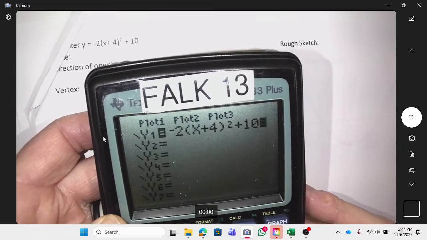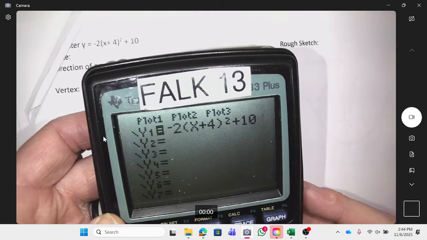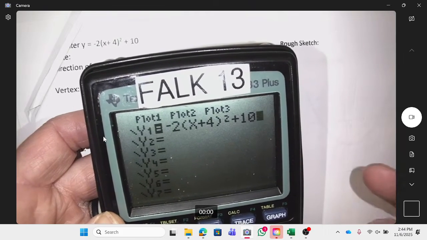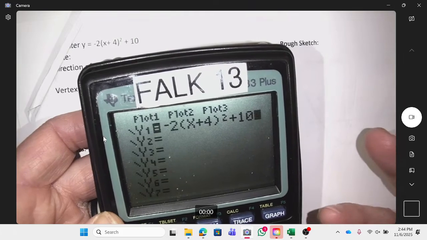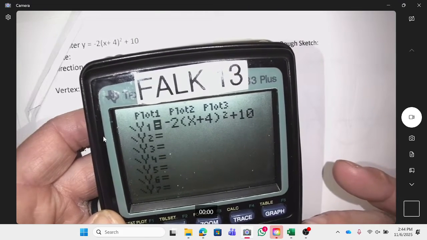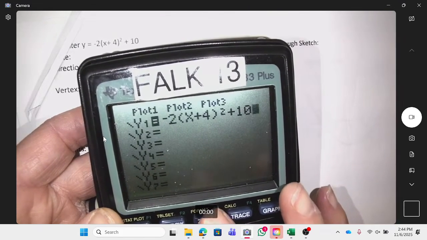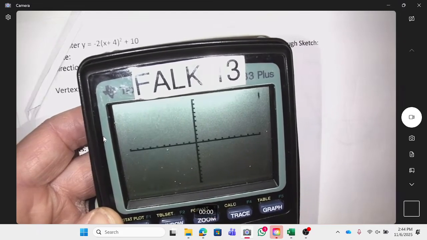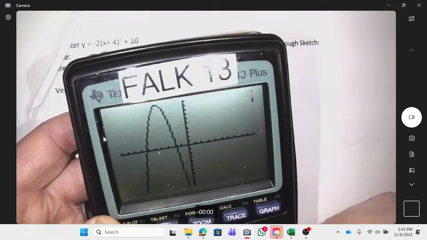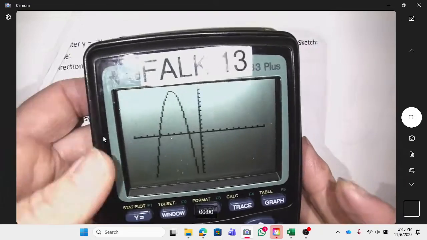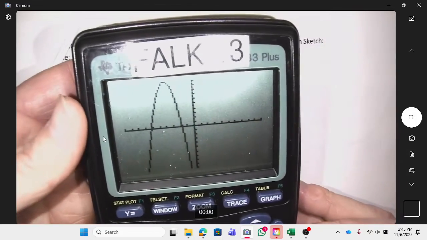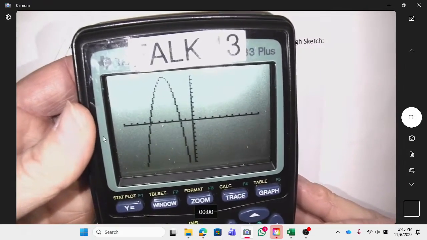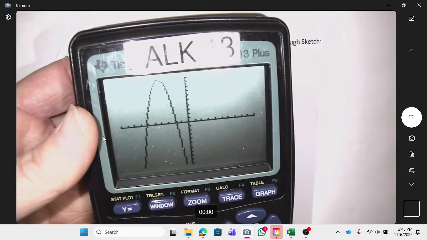Okay, maybe I changed my window yesterday. So if I want to start this new day with a fresh window, what's that little thing I should hit? Zoom 6. Okay, that'll roll off your tongue soon. Zoom 6 just sets me up with the standard window. And my screen's actually not bad.